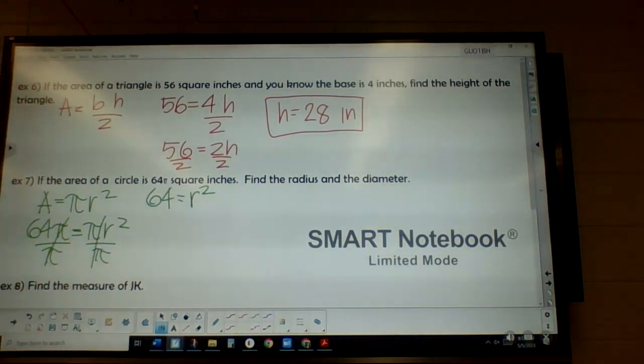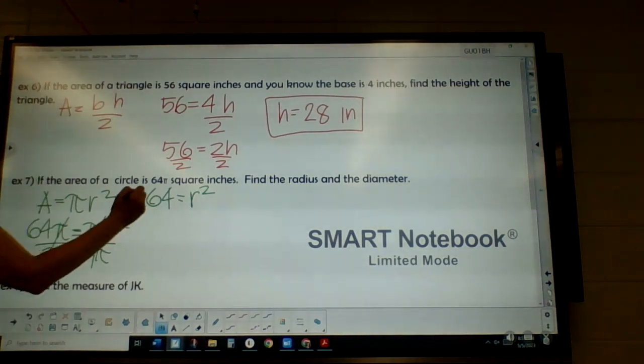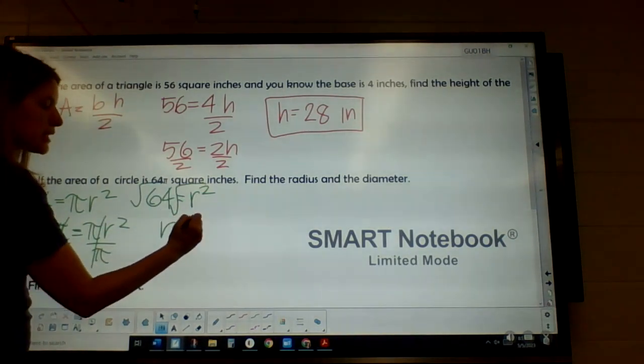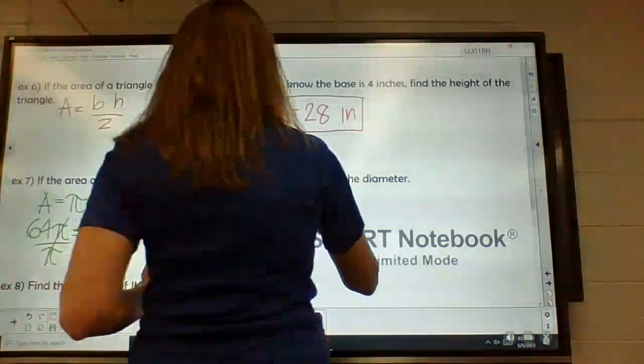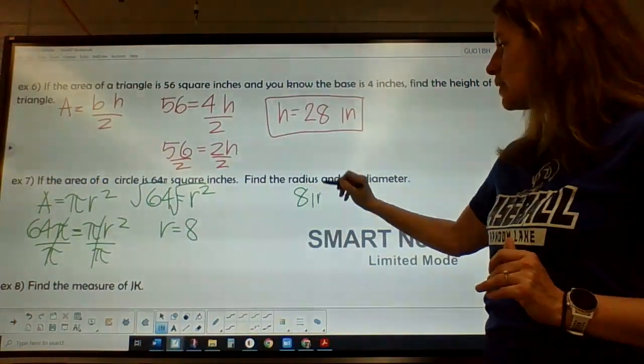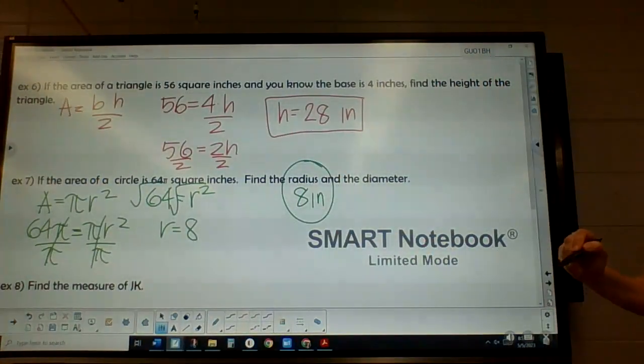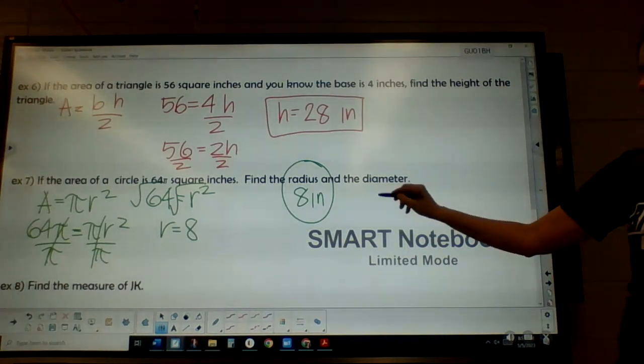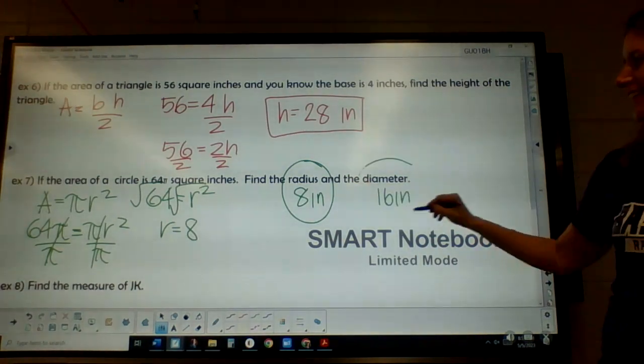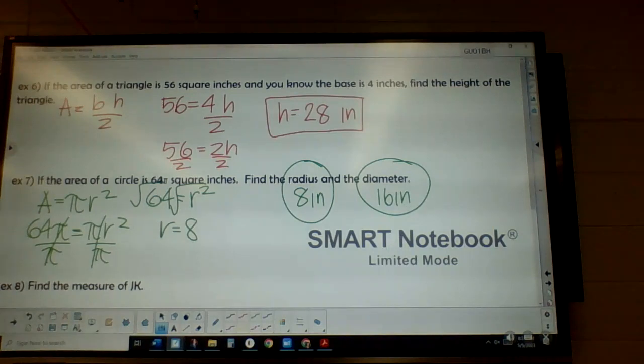So we're left with 64 equals r squared. So what's r going to be? 8. Yeah, we take the square root. So r is 8. So that's our radius, inches. What would our diameter be then? 16. Thank you, Michael. 16. All right, good work, you guys.